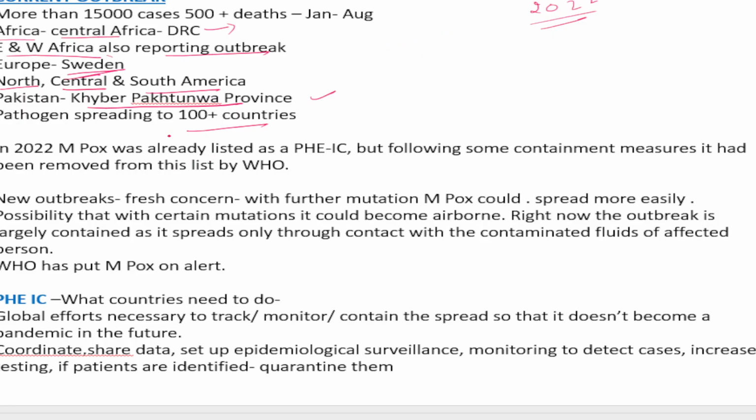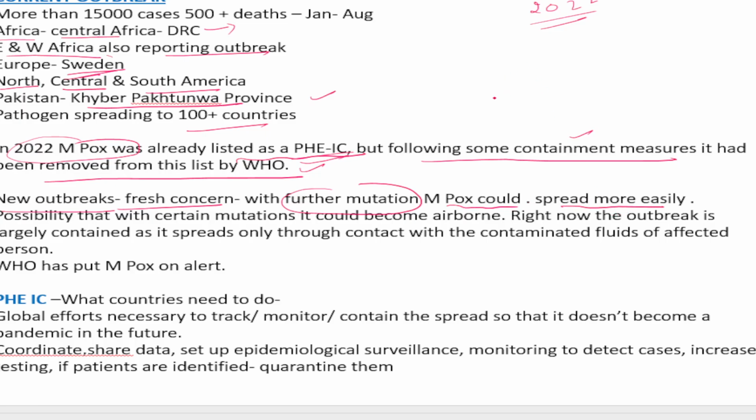Now, as we have already seen, in 2022 monkeypox was already listed as a public health emergency of international concern, but following some containment measures, it had been removed from this list by WHO. So since countries took some containment measures, monkeypox was removed from the list. Now the new outbreaks are a fresh concern because with further mutation, monkeypox could spread more easily.